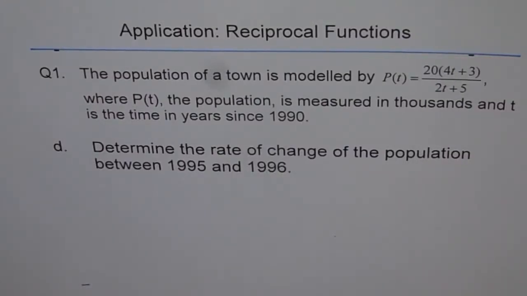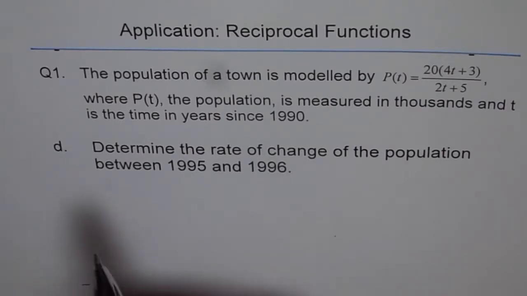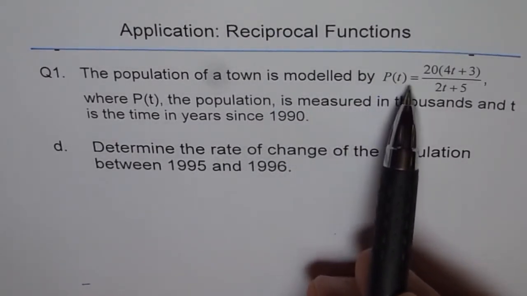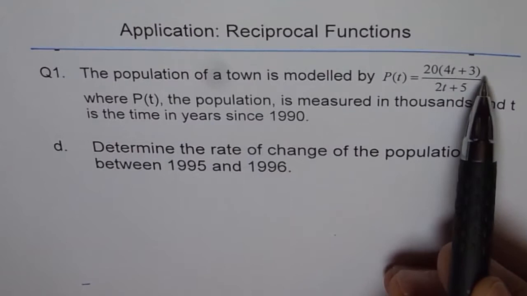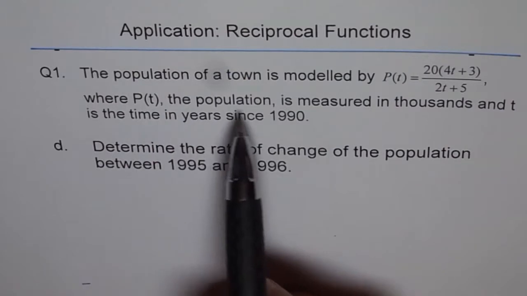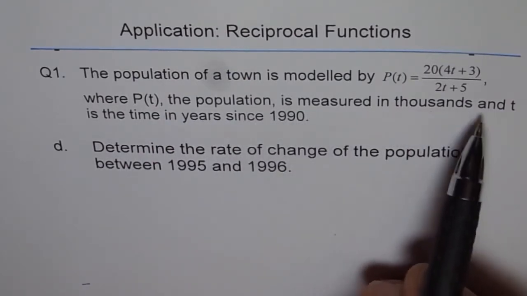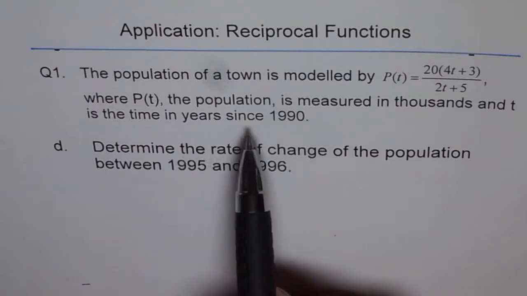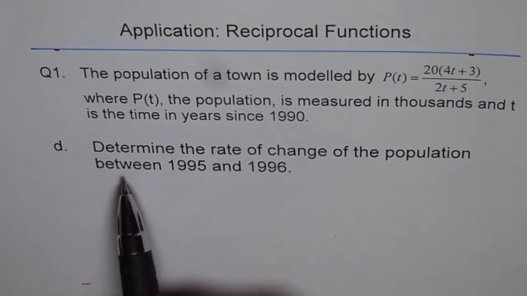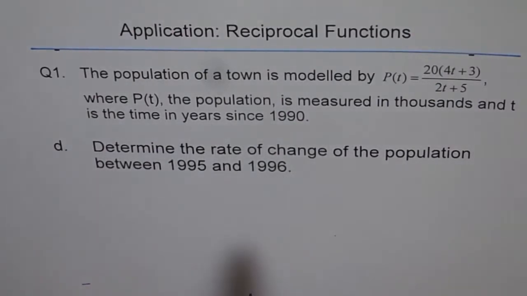Here is a solution for part D of question 1, which I've asked you earlier. And we have already given you solutions for A, B, and C. I hope you've gone through them. Now, here the question is, the population of a town is modeled by P of t equals 20 times (4t plus 3) divided by (2t plus 5), where P of t, the population, is measured in thousands and t is the time in years since 1990. Determine the rate of change of the population between 1995 and 1996, right?